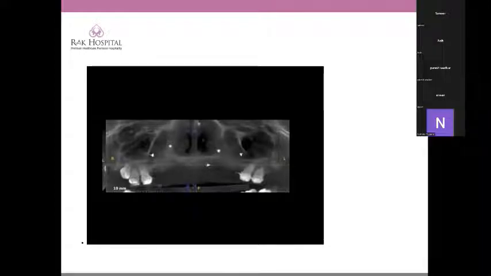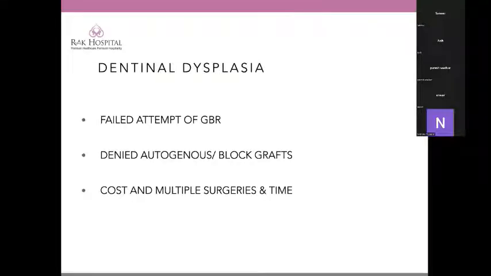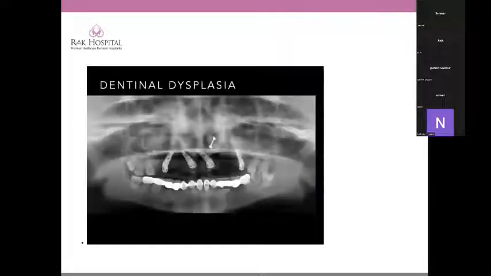Again, CT was done, virtual planning was done. This patient had this kind of history. So she denied any autogenous bone graft. And obviously doing autogenous block grafts or different bone grafting procedures, it leads to additional cost and multiple surgeries and time. So we did a CT scan, virtually planned her teeth, and then looked at appropriate places.